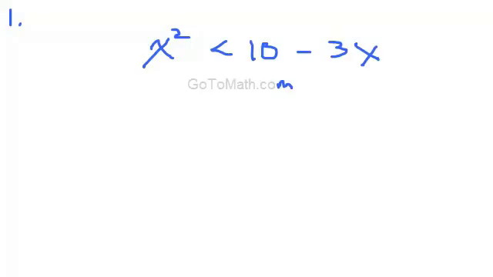What we'll want to do here is get this thing in standard form. Let's go ahead and take this 3x over to the left so it becomes a positive 3x. And let's take the 10 over. x squared plus 3x minus 10 is less than 0.